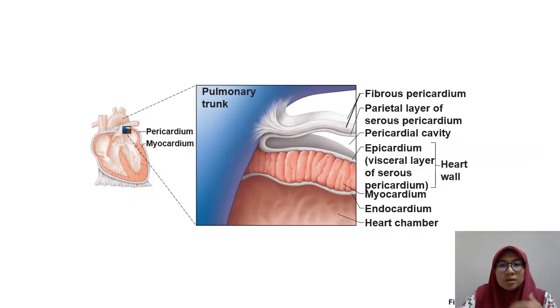So we look again. This is our sac yang putih ni, kantung yang ada 2 layer tadi tu. And then start with the epicardium. This is epicardium, the first layer of the heart wall. And then this is our cardiac muscle, we call it myocardium. And then lapisan yang paling dalam sekali, the inner layer is the endocardium. So we have 3 heart wall layers.